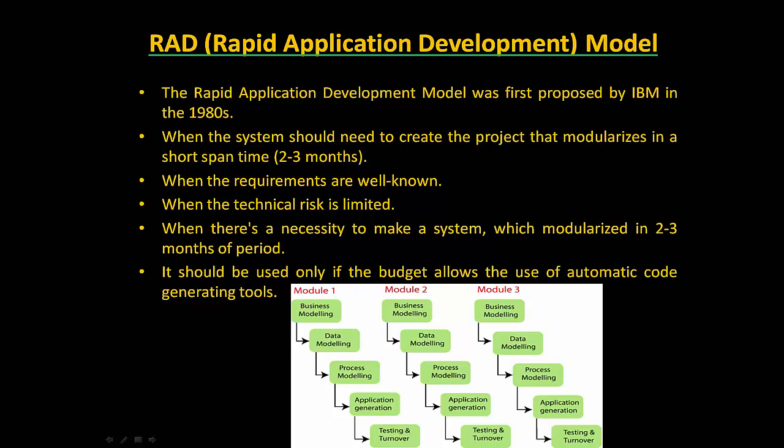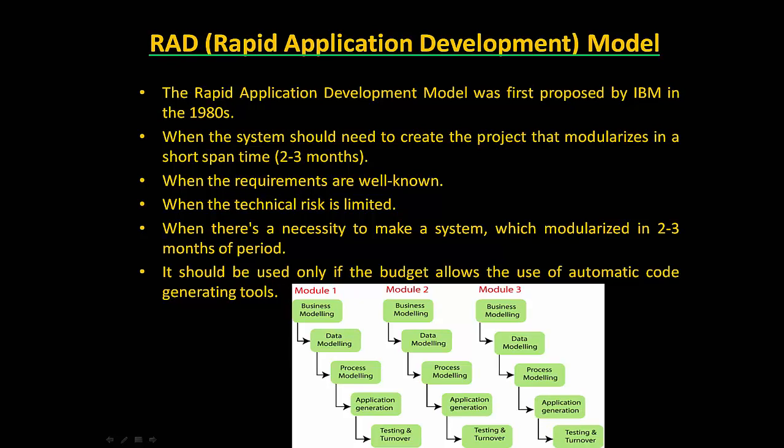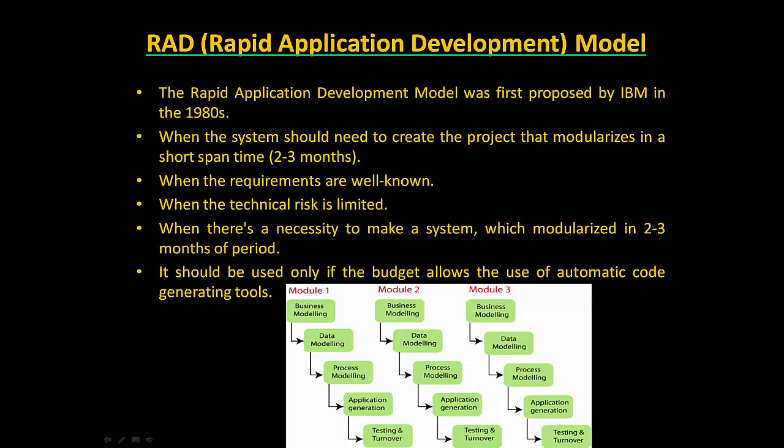So for example, if you consider UML diagrams, in UML diagrams also what we are doing is generating diagram to source code, forward engineering and reverse engineering, so that we are able to do forward engineering and reverse engineering. By that, you can also generate code. Here we have different modules: module 1, module 2, and module 3. Business modeling, data modeling, process modeling, application generation, and testing and turnover. These are the phases in the rapid application development model.